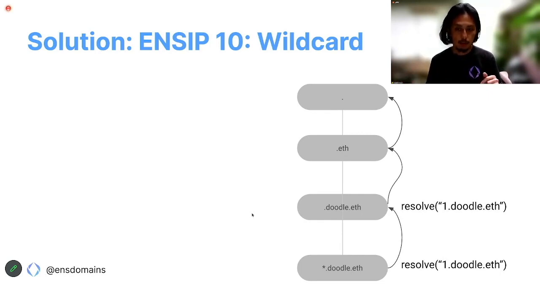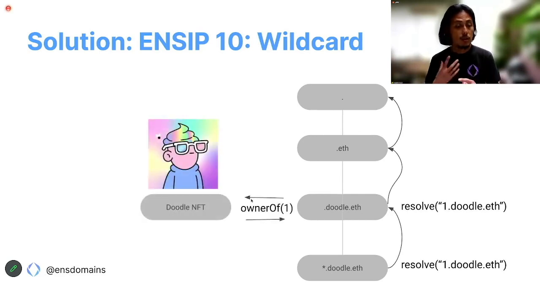At this point, you can write custom logic in the parent's resolver to define subnames. In this case, the resolver of the parent, doodle.is, can have logic saying, if you are the owner of Doodle NFT token ID 1, you own 1.doodle.is. By doing that, it dynamically tracks the ownership of the subname and tracks the parent's. That's why I call it a digital twin.